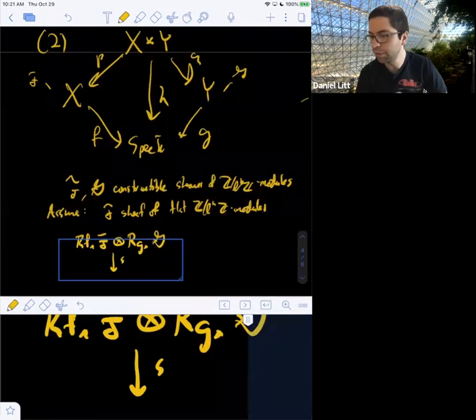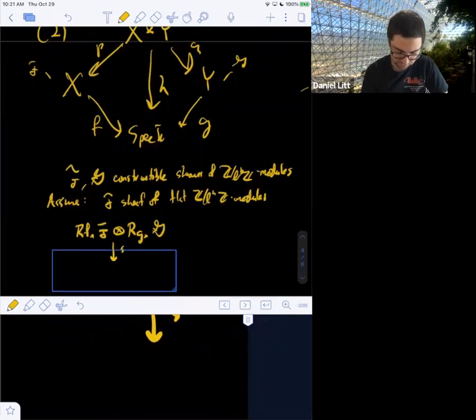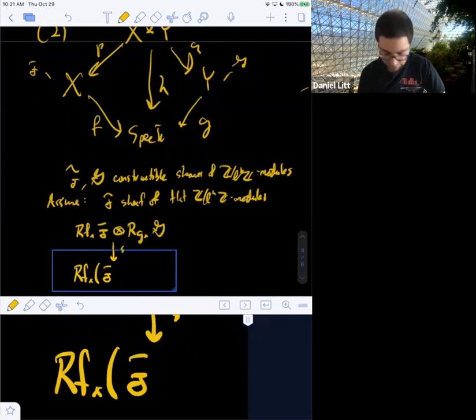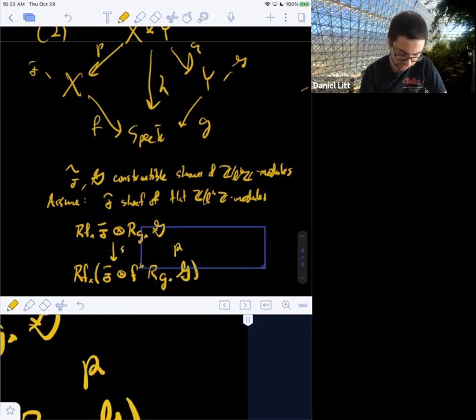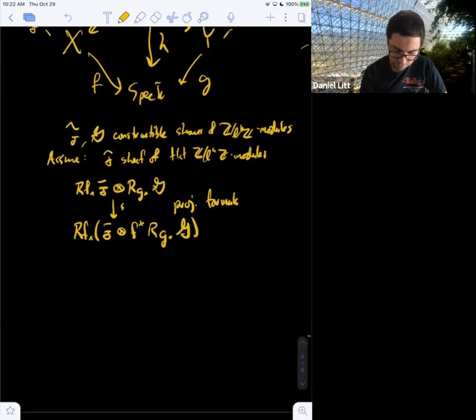This is going to be isomorphic by the projection formula to the following thing: R f lower star of F tensored with f upper star R g lower star of G. So this is the projection formula. Here we're using the assumption that F is flat, or we have to put an L here, which won't affect the argument at all. So what does the projection formula let us do? It says if we're taking the cohomology of F tensored with something pulled back from the base, then we can just pull that thing out.